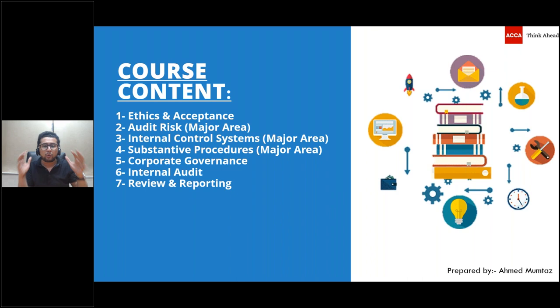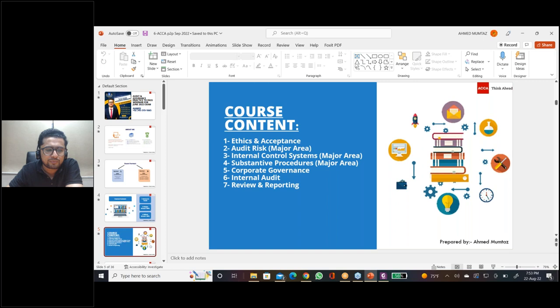So topic number 1, according to my sequence, the way I teach it, is ethics and acceptance, then corporate governance. Parallel to corporate governance is internal audit. So ethics, corporate governance, internal audit. Then we go to the risk. Then we go to the controls. Then we go to the substantive procedures. Last but not the least, review and reporting. So anyone out there who was wondering about the course content, this is it.